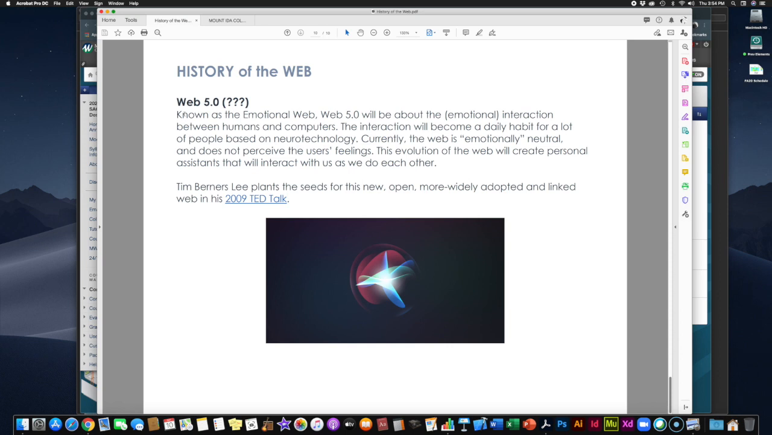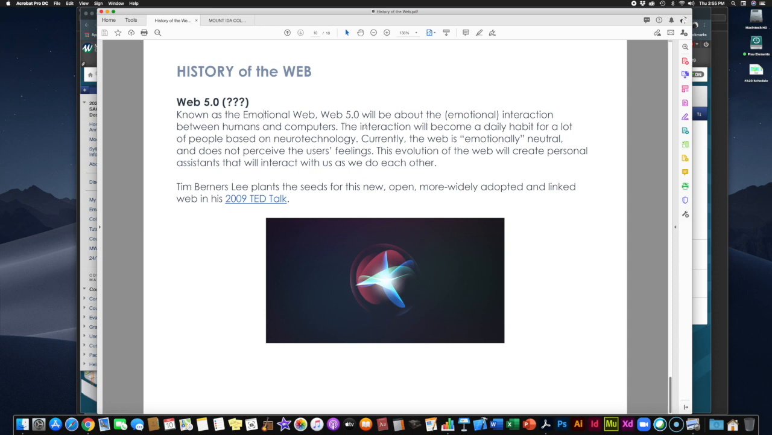So the next movement is obviously going to be Web 5.0, and it doesn't have a name yet, right? Now, they've sort of roughly been talking about it as the emotional web, and this is what's being predicted at the moment. Now, we don't know when this is going to happen, but the technology is being worked on and very much exists already. So Web 5.0 will be about the emotional interaction between humans and computers, right?